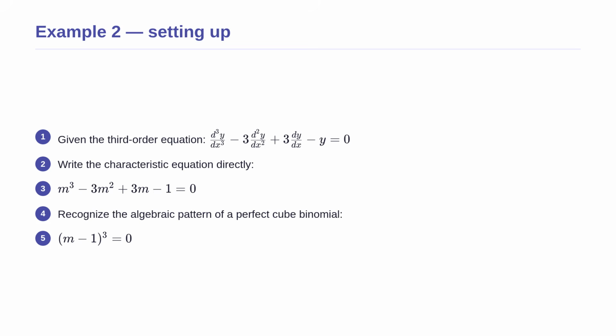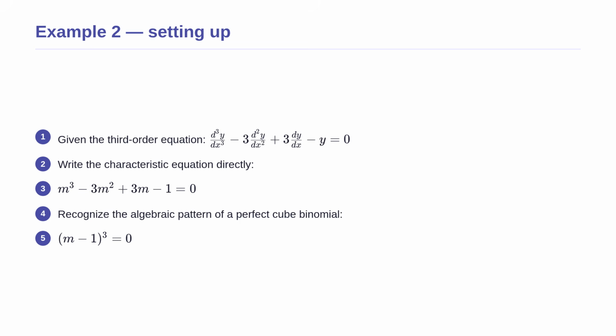Having verified our first result, let us tackle a slightly more challenging problem. We want to solve a specific third-order differential equation. This represents a more complex physical system with multiple interacting parts, like a multi-stage electronic filter. We start the exact same way we did before, by writing the characteristic equation. This instantly transforms our third-order calculus problem into a third-degree algebraic polynomial.